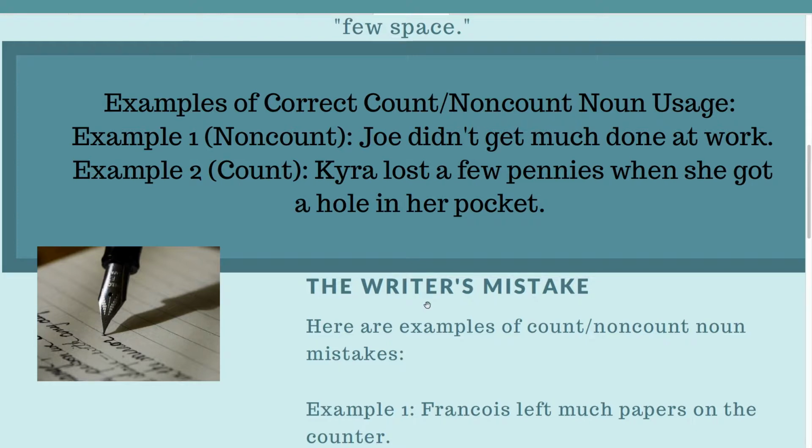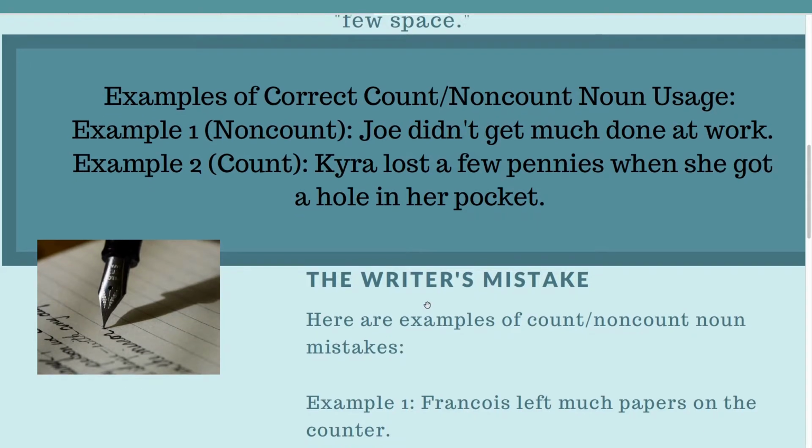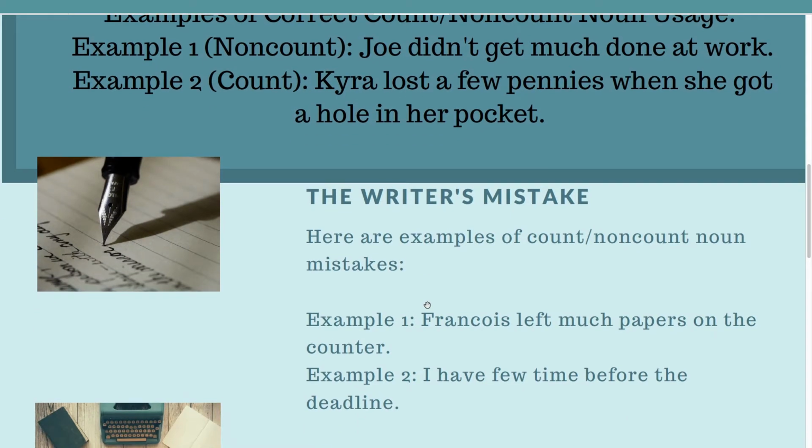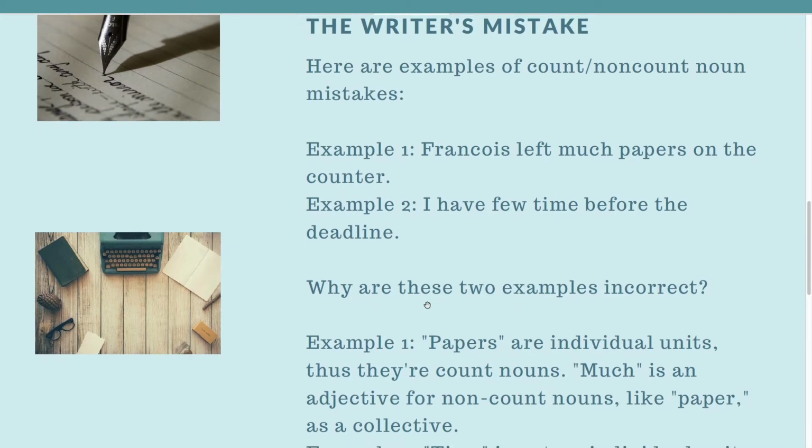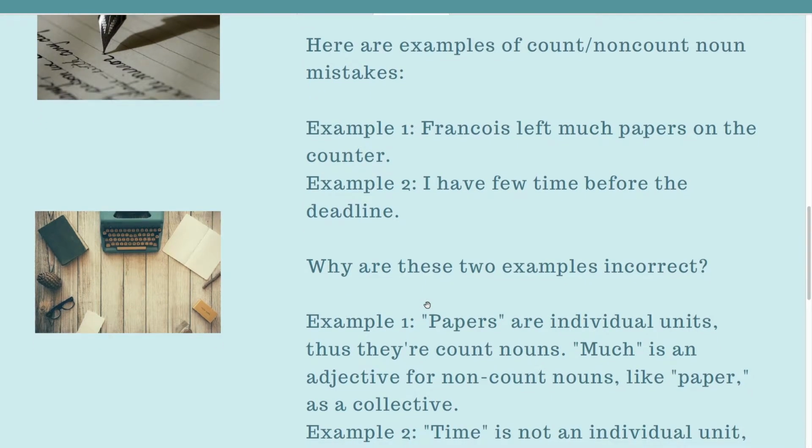So this may still be a little confusing, so bear with me. Let's go ahead and look at the mistake, and that will help clear it up some, hopefully. Here are examples of count and non-count noun mistakes. Example 1. Francois left much papers on the counter. Papers has an S here. So papers, you could imply, are individual things.